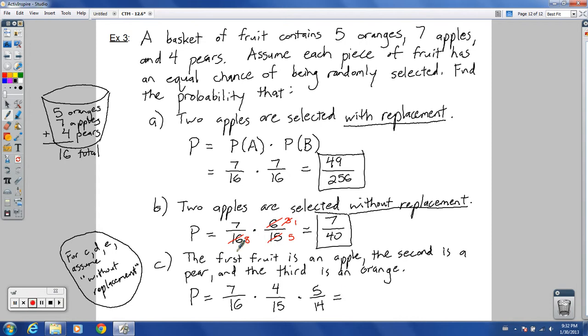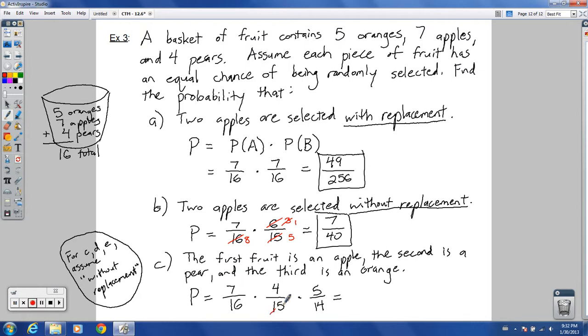Now I want to show you how to reduce this. Could you multiply straight across? 7 times 4 times 5. Put that number here. 16 times 15 times 14. Put that number here. Yes. But can you cancel first if you wanted to? Yeah, let me show you that way instead.